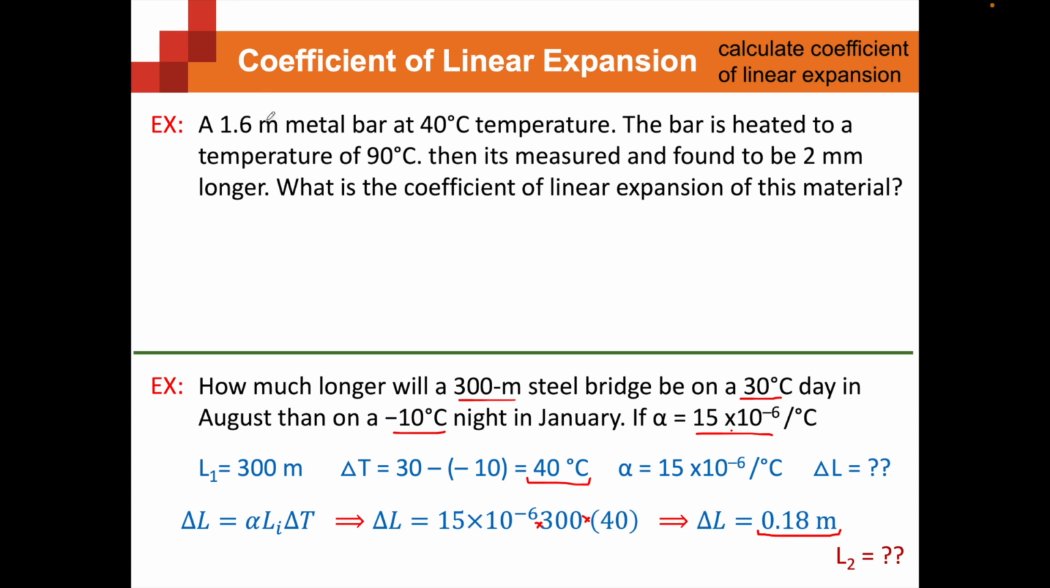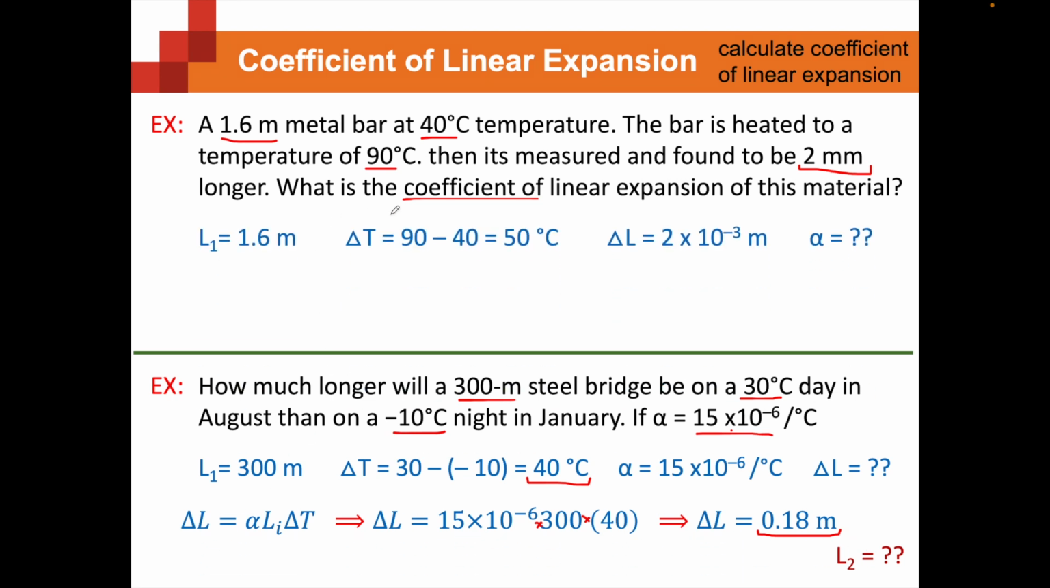So now let's look at the top one. In this case, we have the starting length of the bar, we have the temperature, we have a change of temperature here, and you found that it's 2 millimeters longer. What is the coefficient now? You'll take this rule and, if you remember what we did before, you will just divide both sides by L and T to take it to the other side. So we have our information, 1.6, and the change in temperature, 90 minus 40, which is 50. You have your change in length, and this says 2 millimeters. Remember that's not good, it's 2 times 10 to the minus 3 meters, or you can simply divide it by 1,000. Either way is fine.